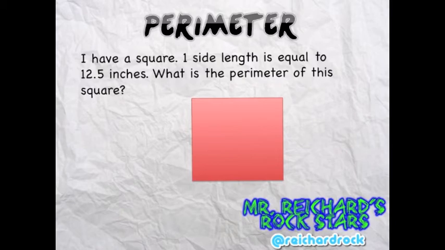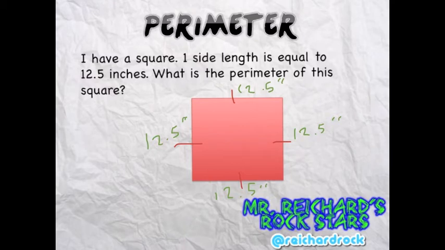If we know a square has 4 congruent sides, we learned that back when we were talking about quadrilaterals, so if one side length is equivalent to 12.5 inches, I know that all 4 sides are equivalent to 12.5 inches. Now I could do 2 things. Number 1, I could add 12.5 plus 12.5 plus 12.5 plus 12.5. And then I'd find my sum and find my perimeter in the end.